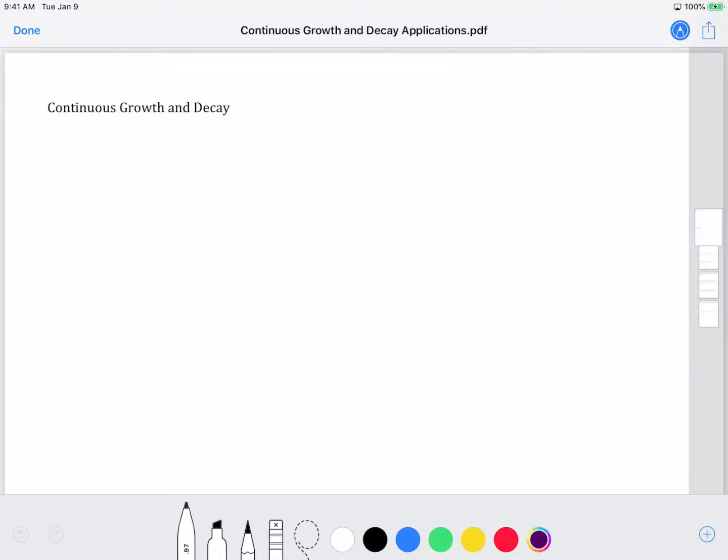Okay, now we're going to talk about continuous growth and decay. When we talk about continuous growth and decay, we're going to use the formula y = Pe^(rt). P is your initial amount. Sometimes it's labeled as A naught as well, which is the same thing. Some people use different letters, and just know that whatever is in front here is your initial value no matter what the letter is.